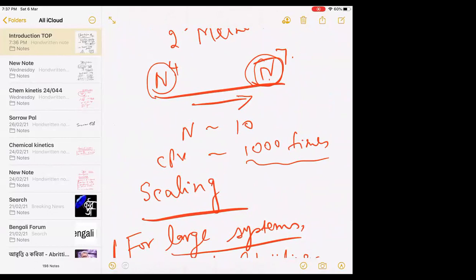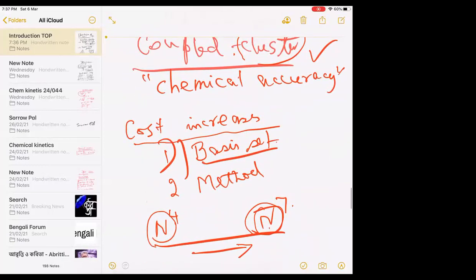H3 is a very small system, so of course you can do coupled cluster. O3, there is no problem. That's a very small system. But if I take a triad, a three-member fragment of a very large molecule, then I may not be able to calculate. It depends on the system, how many atoms are there overall. So coupled cluster will become very difficult to do. But if you can do it, you will get meaningful chemical accuracy. That's the point that I'm trying to say. But it must be very, very difficult.